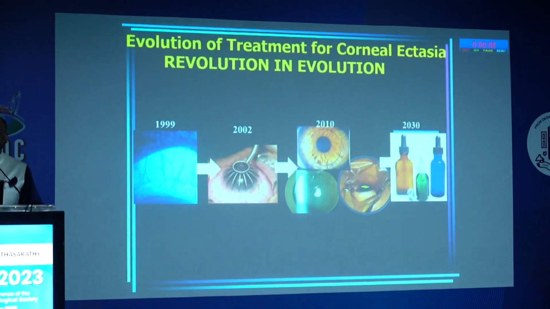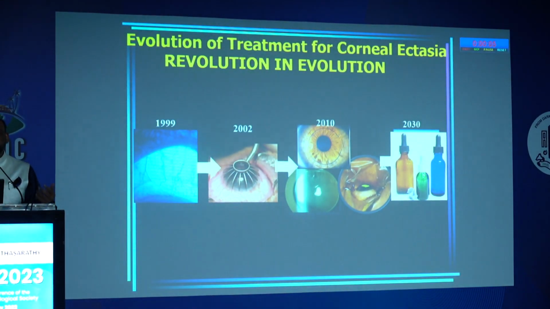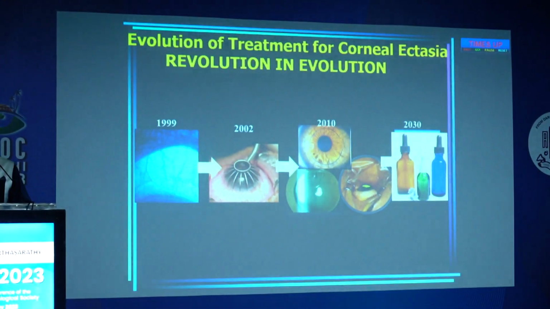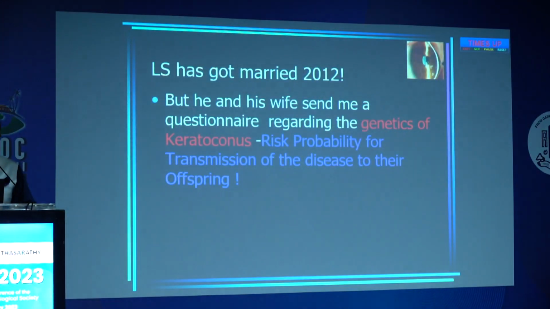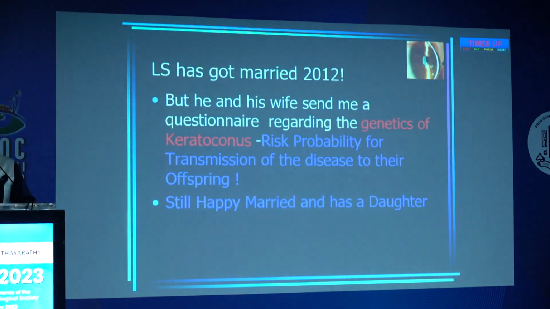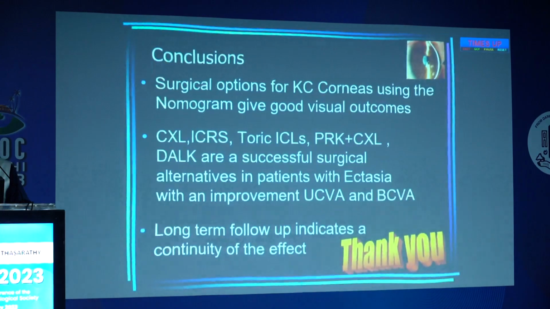Now, I believe it's a revolution in evolution. We started in '99 when I was doing my post-graduation, to almost about now where we are combining a lot of treatments. My impression is that by 2030 we'll probably be treating it with eye drops and slit lamp based treatments. Just to go back to that previous patient, he actually got married in 2012. He and his wife sent me a questionnaire regarding the genetics of keratoconus, the risk probability of transmission of the disease to the offspring, which I frankly did not know. I did read up, but I'm told it's less than about 2%. He's still happily married and has a daughter now, who's about 12.